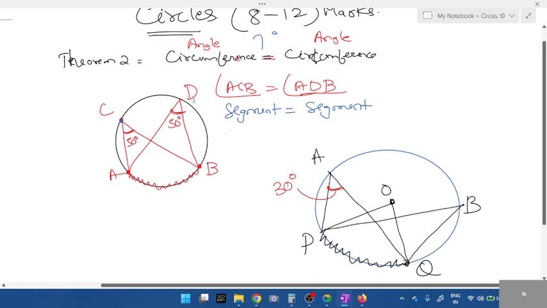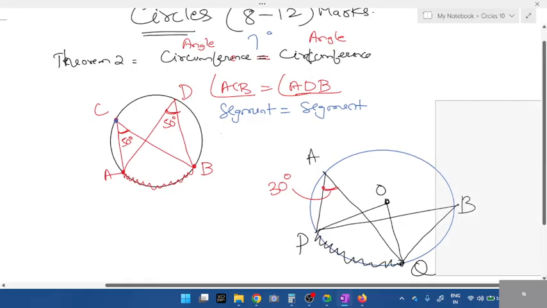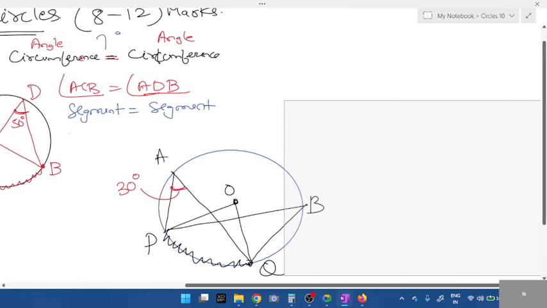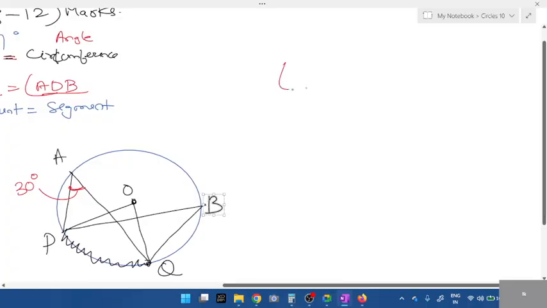All of you, did you write theorem 2, students? Theorem 2 is done. Understood? Quick last question. See, you will get a diagram like this. Example MCQ question. They'll ask you to find angle POQ and angle PBQ. Who can answer? On the same arc, which value is given? Circumference value or center value? Which angle is given? Which angle I have marked? I want all of you to respond, students.